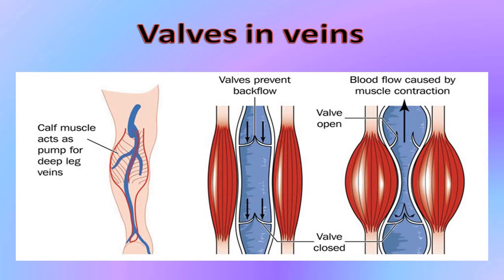And valves are present in the veins in the limb region as well as veins in the abdominal region, but there are no valves in the veins which are coming from the upper part of the body, because the blood in the veins coming from the lower part of the body has to move against the force of gravity, and the blood pressure in the veins is low as compared to the blood pressure in the arteries.